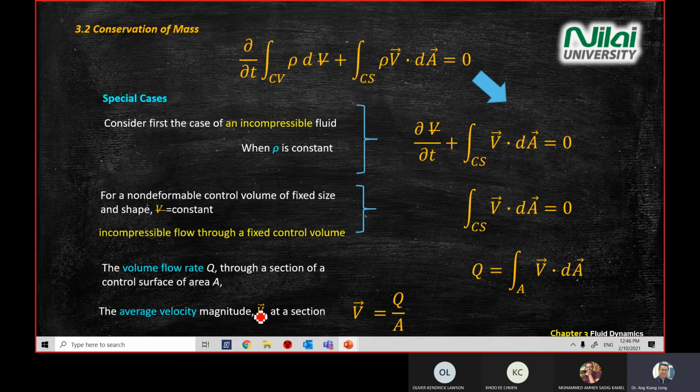So you can rewrite another form for your velocity. Average velocity will be Q divided by A. This is just a rearrangement of the equation Q equal to VA.